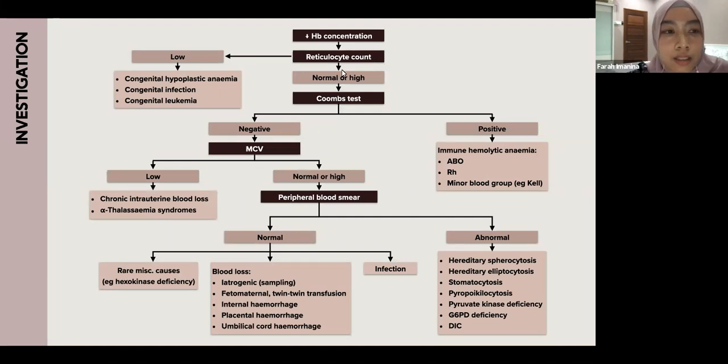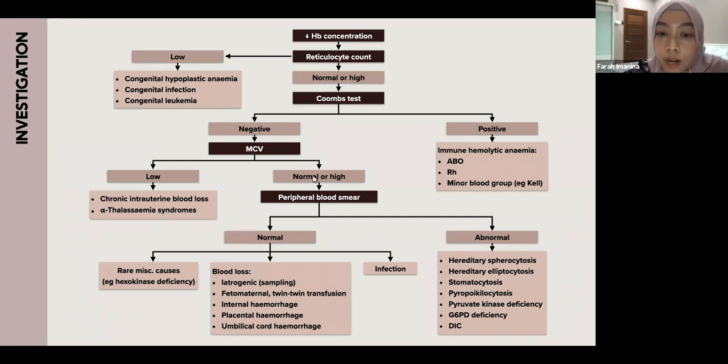So basically the patient is anemic by looking at the hemoglobin level, and then we look at the reticulocyte count. So we know that for a case of hypoplastic anemia, there is no reticulocytosis. Okay. However, if the retics is normal or high, we proceed with the Coombs test. So we know Coombs test will be positive in immune causes of hemolytic anemia. Okay. And if it is negative, we will look at the RBC indices. If it is hypochromic microcytic, usually it is due to chronic blood loss or alpha thalassemia.